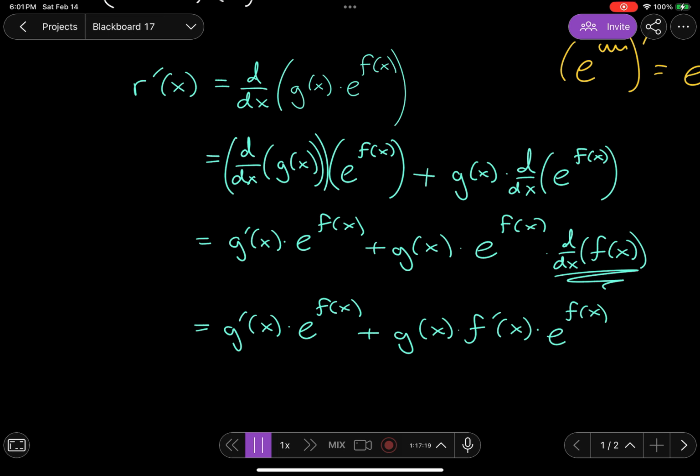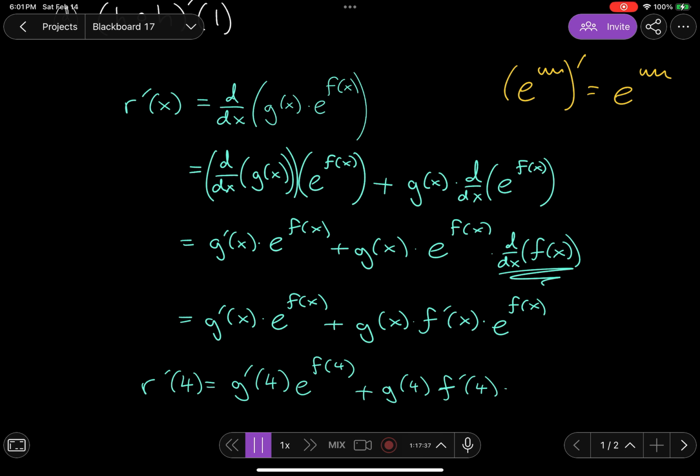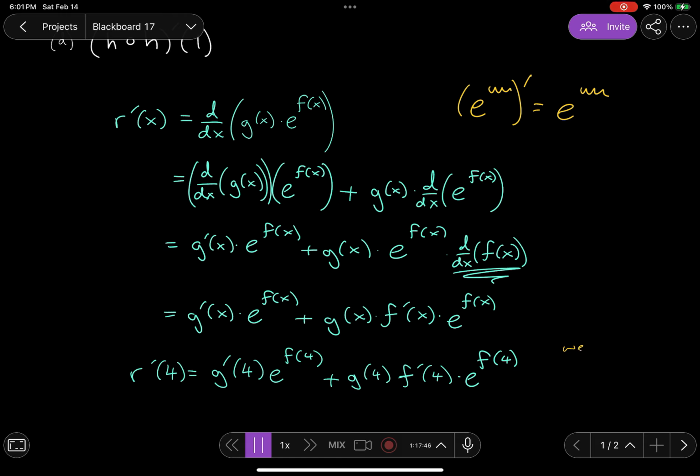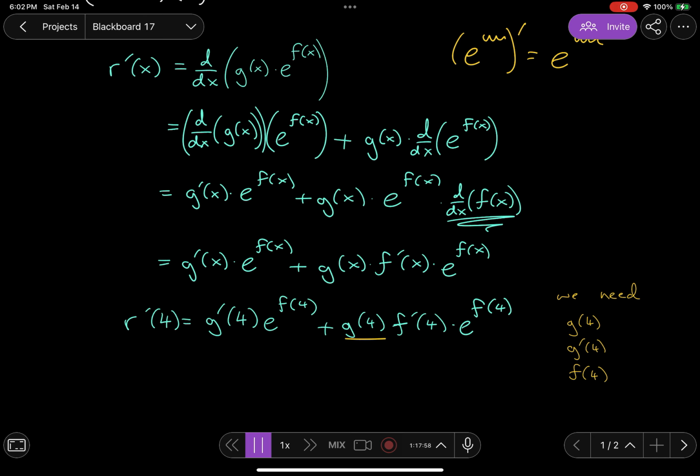I need to evaluate this at 4. All right, so I need 4 pieces. We need g of 4. We need g prime of 4. We need f of 4 and f prime of 4. Let's figure out what these are.